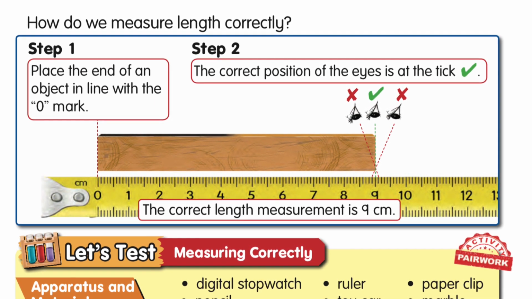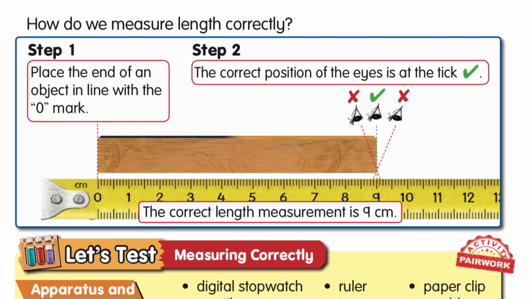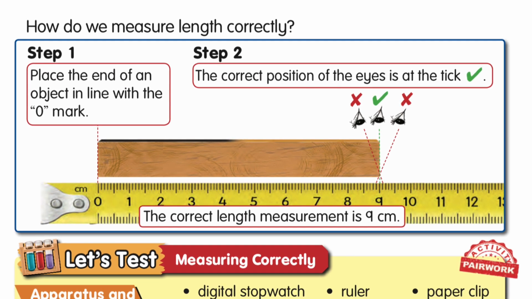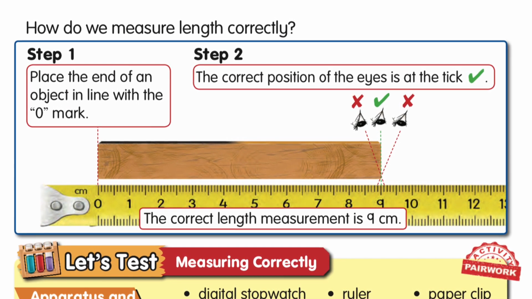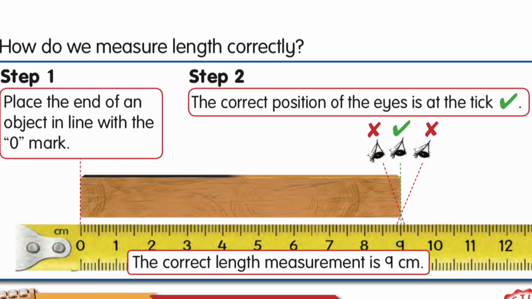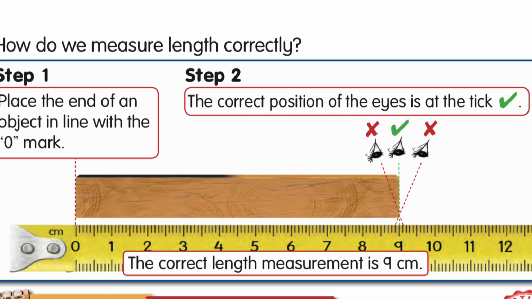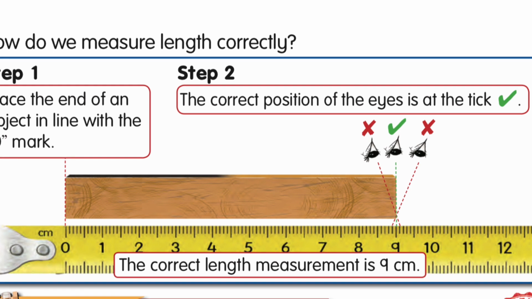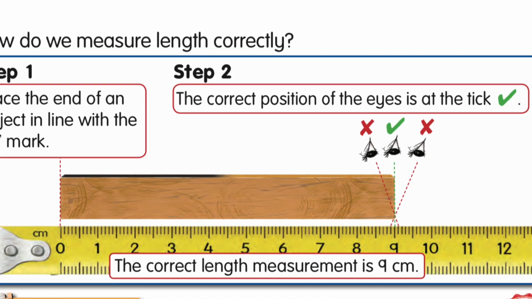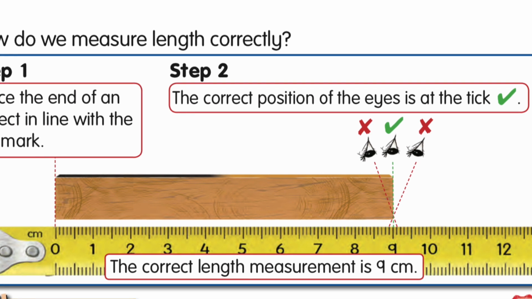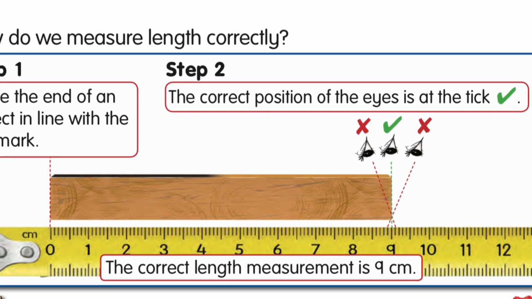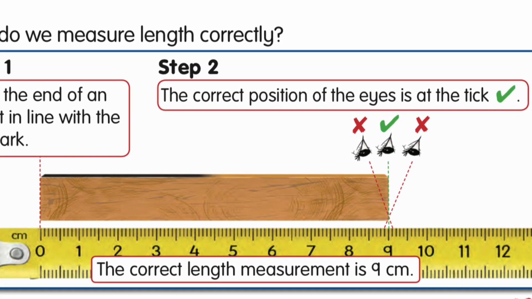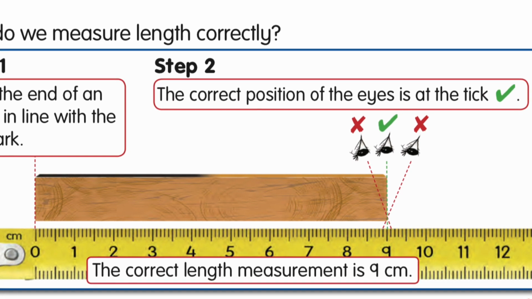This time, we are going to learn how we measure length. To measure the length of an object, we need a ruler. Step 1, you need to place the end of an object in line with the 0 mark on your ruler. Step 2, on the other end of the object, you can see the reading, but make sure you have the correct position of your eyes. So, the correct length measurement is 9 cm for this object.